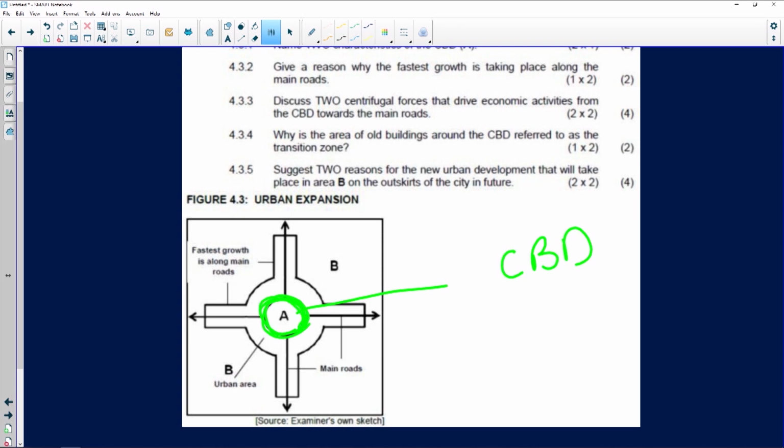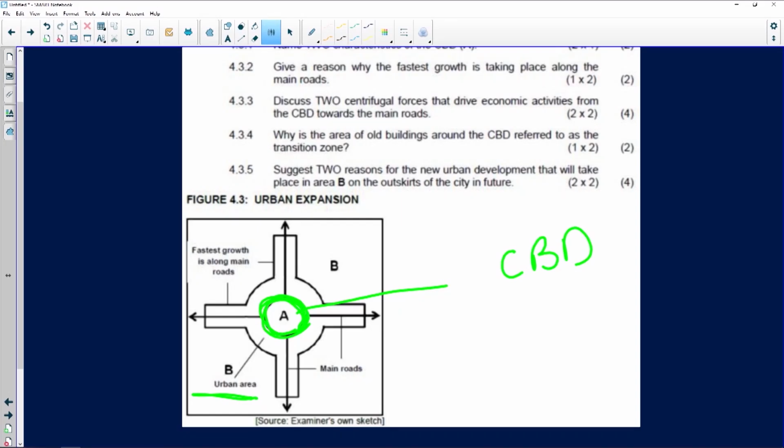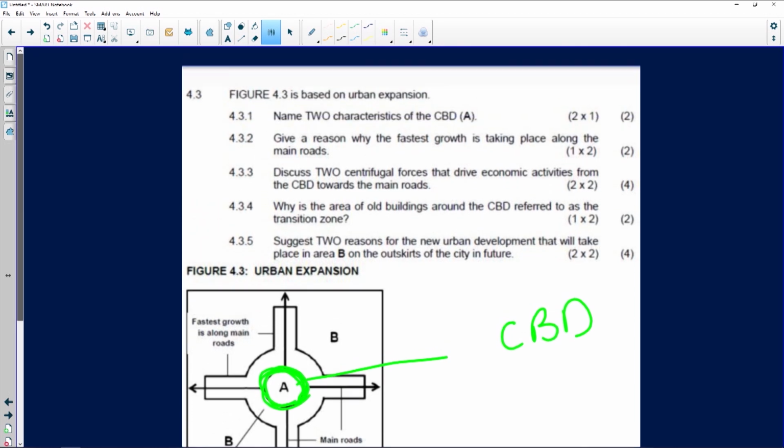And then we've got B, that's mentioned as an urban area. Now, these urban areas might be low income, middle income, high income residential areas, usually on the outskirts of the CBD. And as you can see, fastest growth happens along the main roads because it's more accessible than anything else. But let's just quickly have a look at the questions that are being asked.